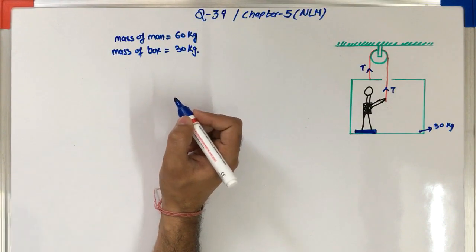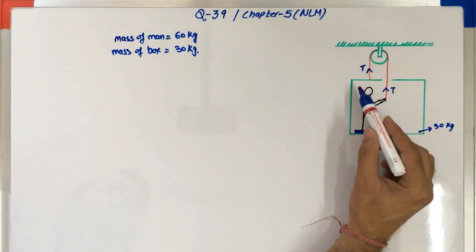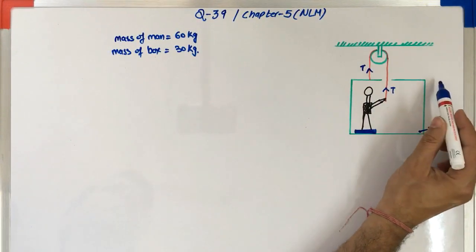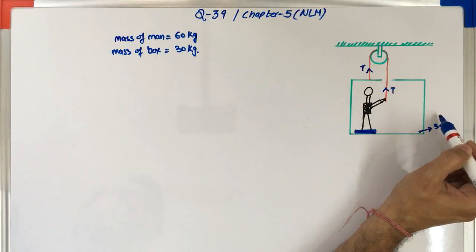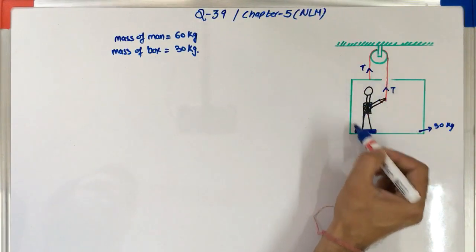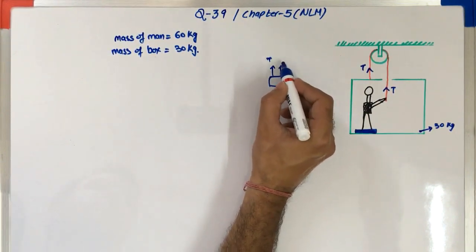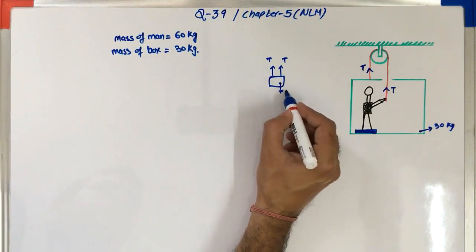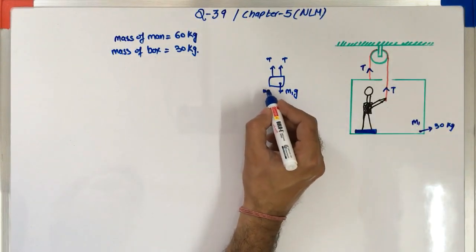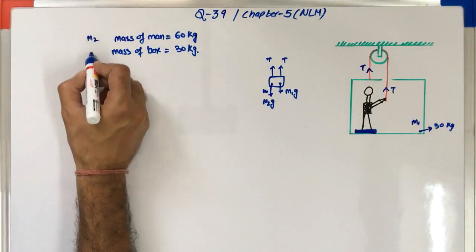In the first scenario, the man is providing a tension T such that the system is not moving at all, so there is no acceleration in either the upward or downward direction. The acceleration is 0. We can resolve this problem in a simple form: there are two tensions acting in the upward direction, and m1g, where m1 is the mass of the box, and m2g, where m2 is the mass of the man.